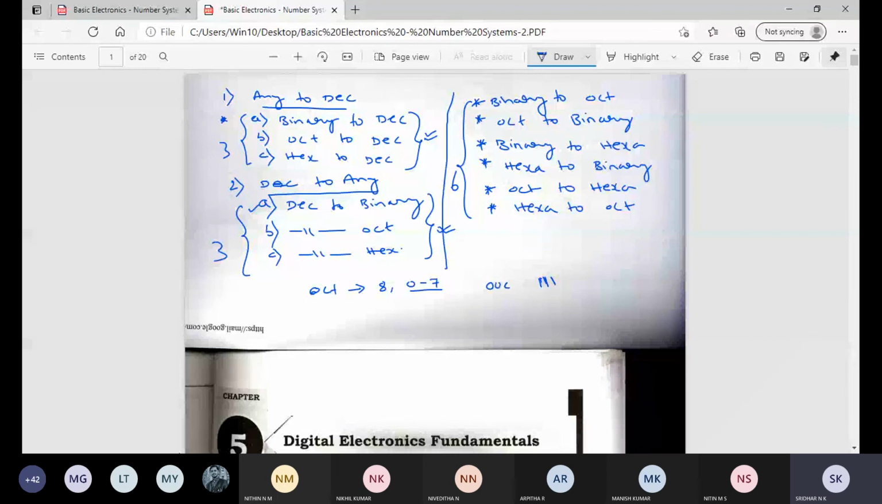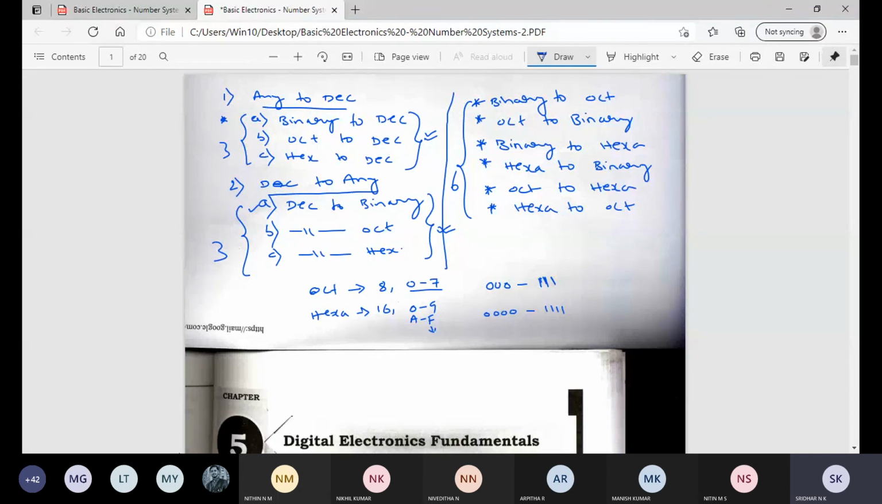If you see hexadecimal, the total characters are 16. Which are those? 0 to 9 and A to F. So what is the maximum digit? F. What is its equivalent binary number? It is 4 ones, correct? So I can represent in binary something like this: 4 zeros to 4 ones.